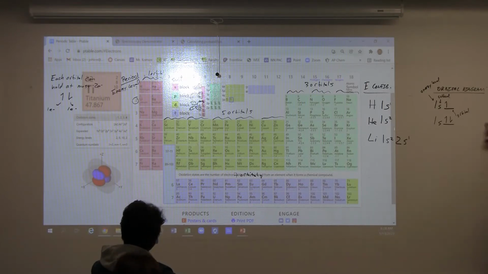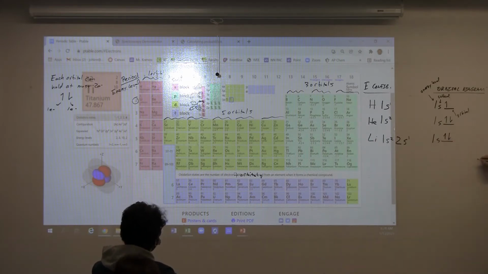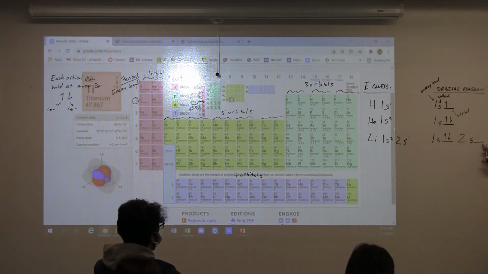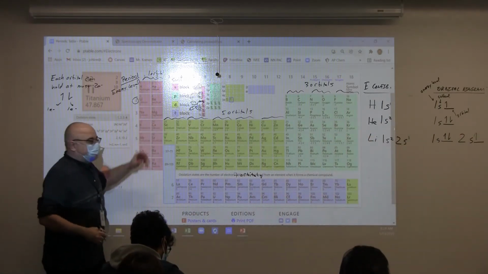So writing it here, I still have the 1s with 2 arrows in it, but now I have to start a new layer. Again, there's only one orbital and one more electron. Let's keep going down the second row. Beryllium is our next character.